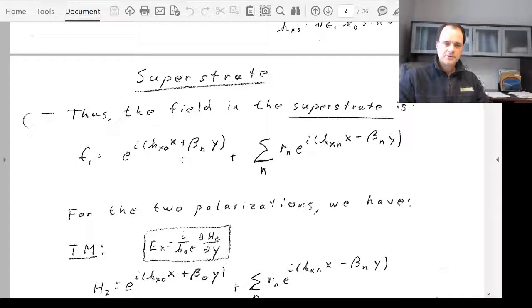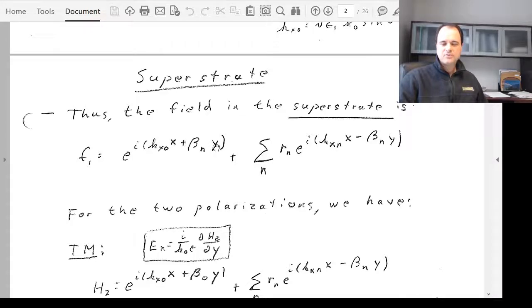Let's look first at the superstrate, then we will do the substrate, and then finally the pattern layer. So the substrate and superstrate first. The field in the superstrate is the incident beam. Remember, we have a time dependence of e to the minus j omega t, or if you're a physicist, e to the minus i omega t. Thus, you have to have the right sign in here.